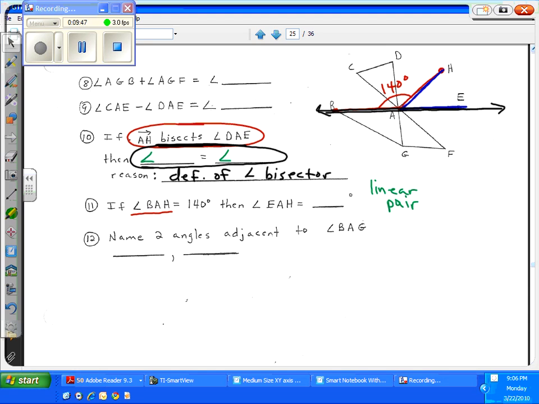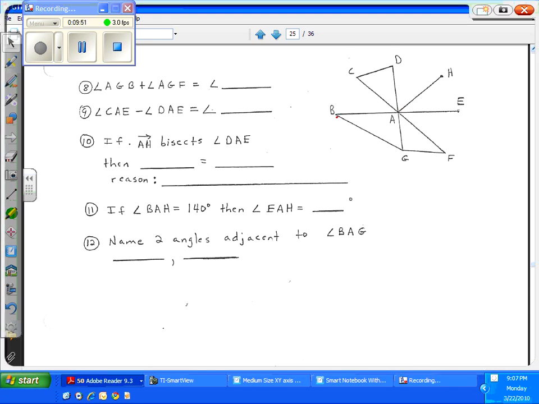Name two angles adjacent to angle BAG. Let's go ahead and draw angle BAG. We're going to start at B, bend at A, go to G. Remember, geometry things tell us how to draw what we're talking about. To be adjacent, it has to have a common vertex. It has to have a common side, and we have two choices. Here's one choice. And it can have no common interior points, so none of the points in this one can be in the other one. In other words, our new one can't overlap that one.